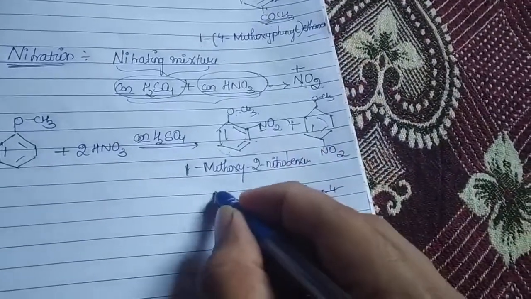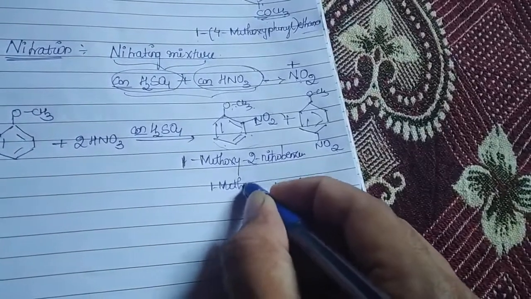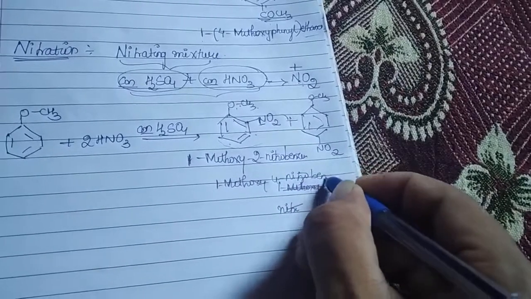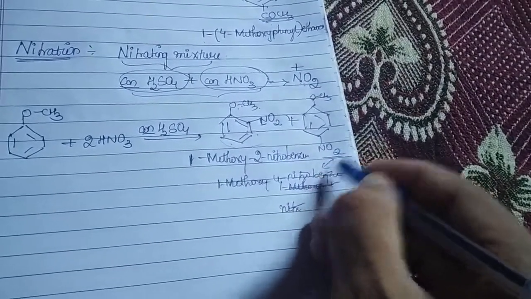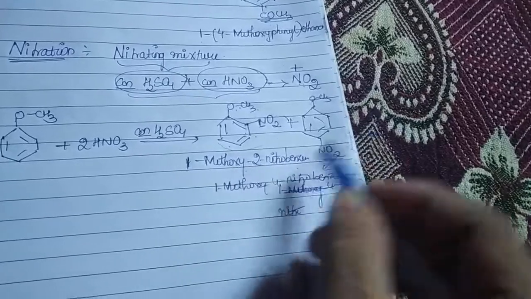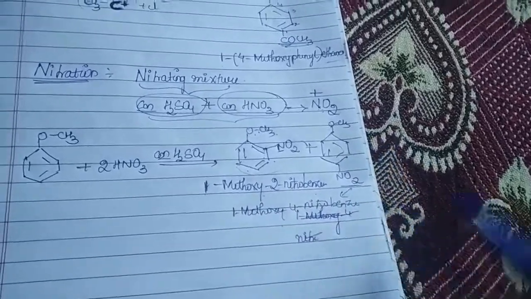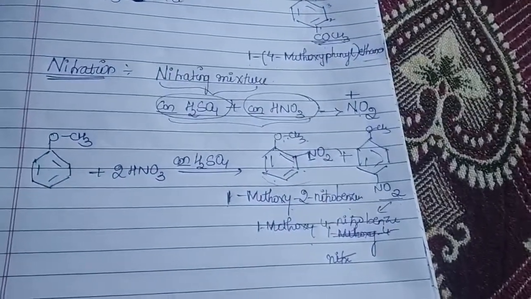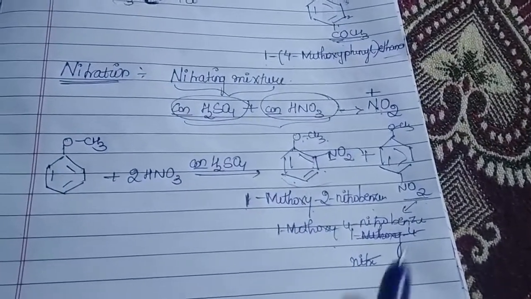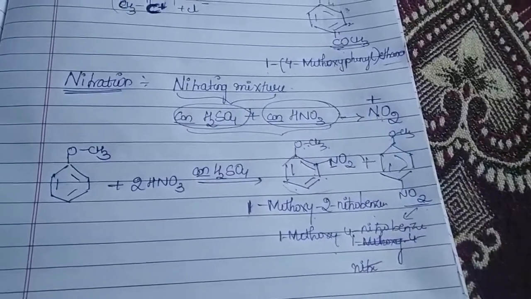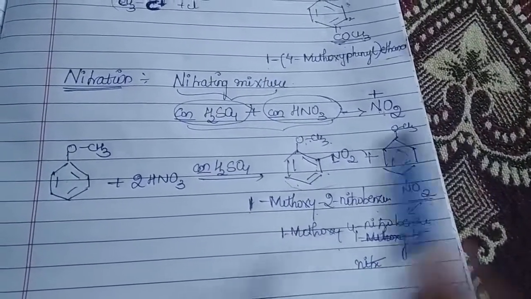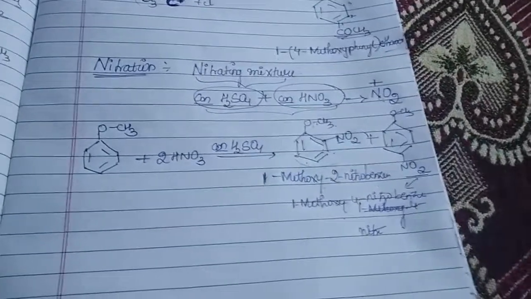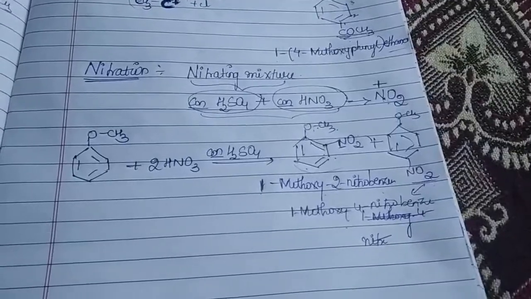Sorry guys. 1-methoxy-4-nitrobenzene. So this part I have written over here. This one is 1-methoxy-2-nitrobenzene. This one is 1-methoxy-4-nitrobenzene. Are you getting my point? So whenever our anisole is treated with a nitrating mixture, we are going to get ortho and para substituted products. One will be 1-methoxy-2-nitrobenzene. Another will be 1-methoxy-4-nitrobenzene. Is that clear? Very much important.